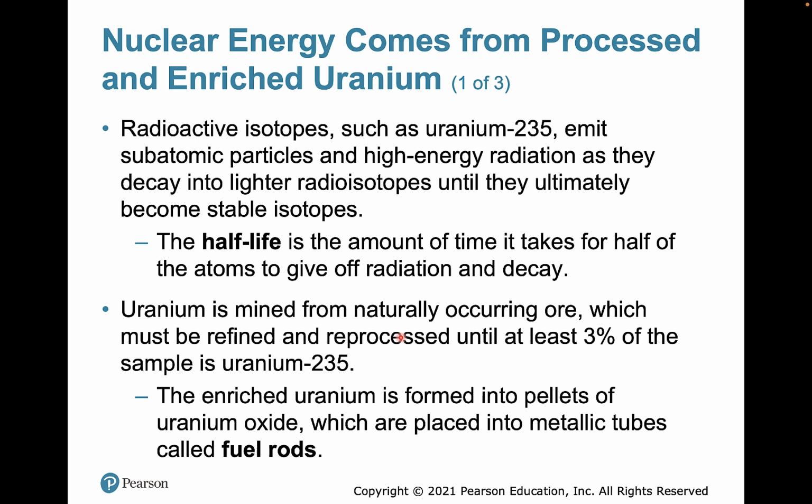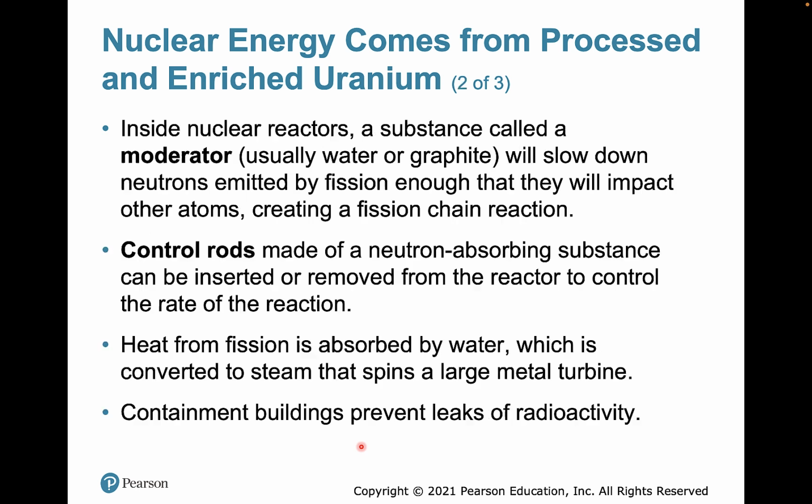All right, so that uranium gets mined and it's got to get processed, worked and reworked until at least 3% of that sample is uranium-235. And then that ore that you get is put into little pellets, maybe about the size of your thumb, pellets of uranium oxide, which is the mineral, and then it's put into metallic tubes called fuel rods.